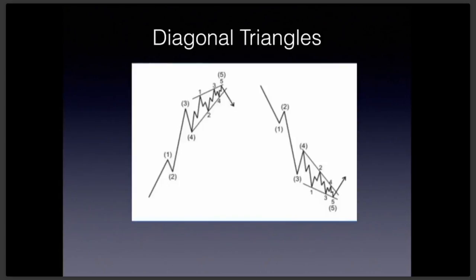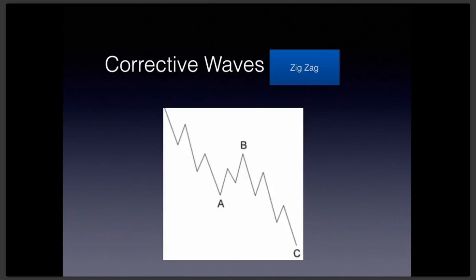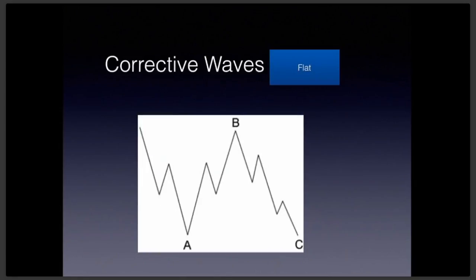Now, triangles are one of my favorite patterns because a triangle says that a consolidation is ending and a possible breakout is developing. So if you happen to capture any breakouts, that could potentially yield you a very high risk and reward. Corrective waves go like this. There are two types of corrective wave. One is the zigzag pattern, where the C wave will be lower than the wave A, and the other is a flat pattern, which is more common in consolidating markets. In a flat pattern, the C wave is not lower than wave A.